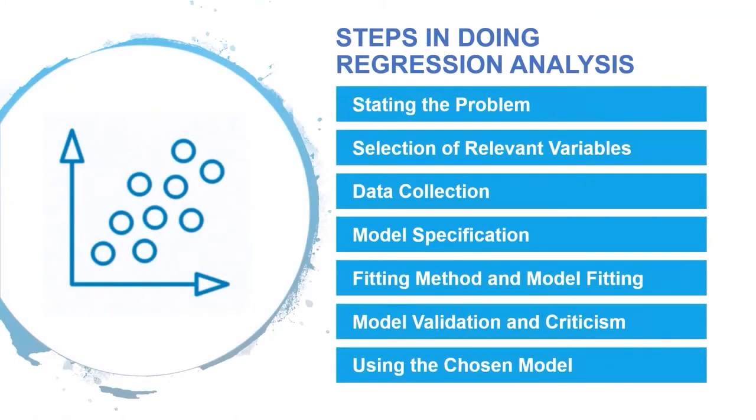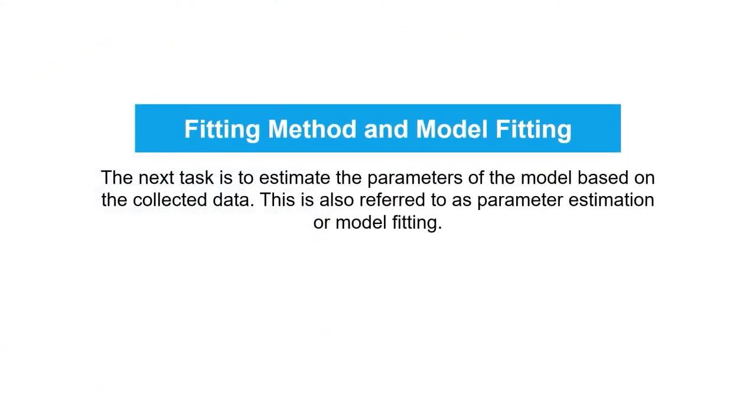The fifth step is method of fitting and model fitting. After the model has been defined and the data have been collected, the next task is to estimate the parameters of the model based on the collected data. This is also referred to as parameter estimation or model fitting. The most used method of estimation is called the least squares method. Under certain assumptions, least squares method produces estimators with desirable properties.